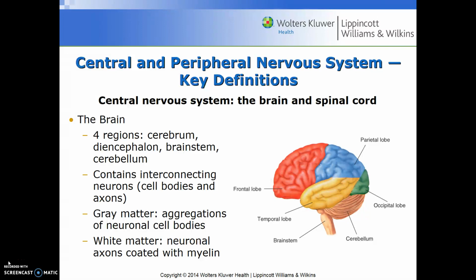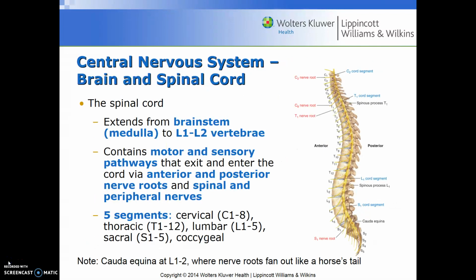The brain. It has 4 regions: the cerebrum, the diencephalon, the brainstem, and the cerebellum. It contains interconnecting neurons called bodies and axons. Our gray matter in the brain is an aggregation of neuronal cell bodies, and the white matter is neuronal axons coated with myelin. The spinal cord extends from the brainstem, the medulla, to the lumbar 1 and 2 vertebrae.